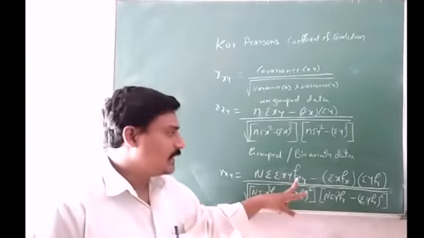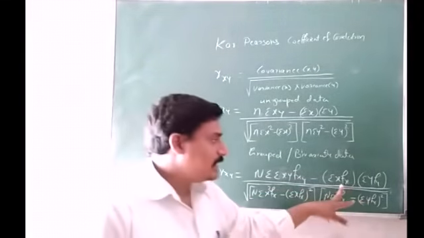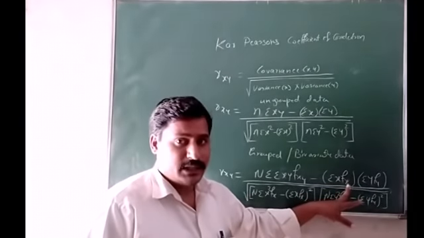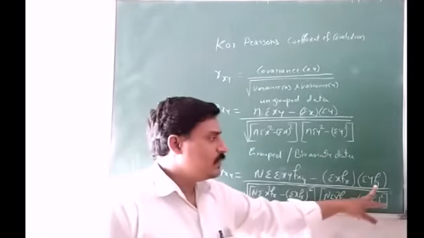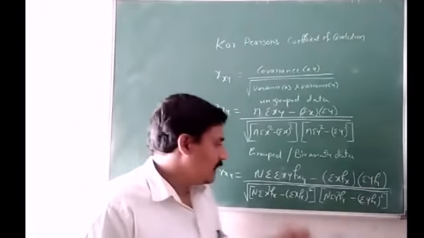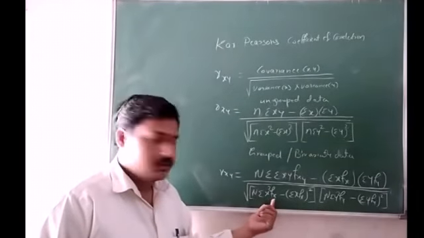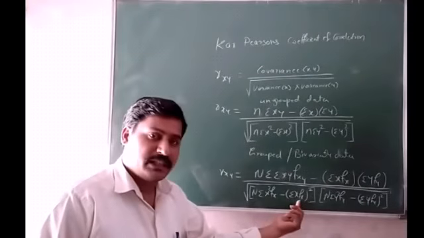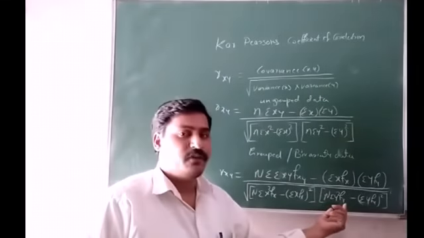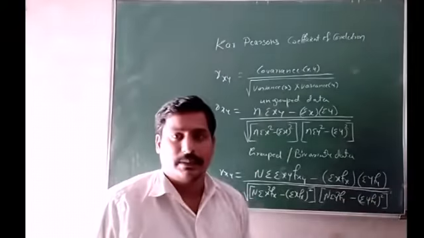So fxy belongs to both variables x and y, and here x fx is the x variable into the frequency belonging to x, and the y variable into the frequency belonging to the y variable. So y fy, and in the denominator part, n summation x square fx minus summation x fx whole square into bracket n summation y square fy minus summation y fy whole square.